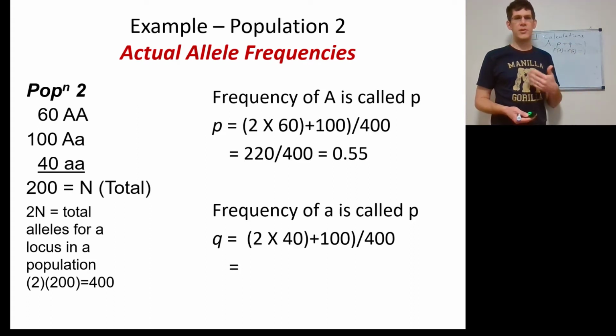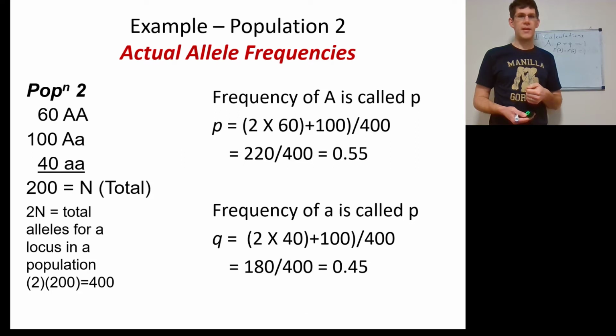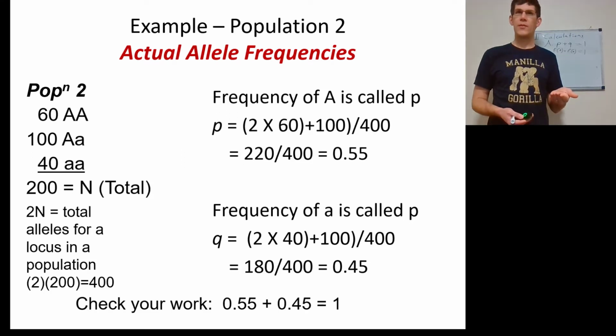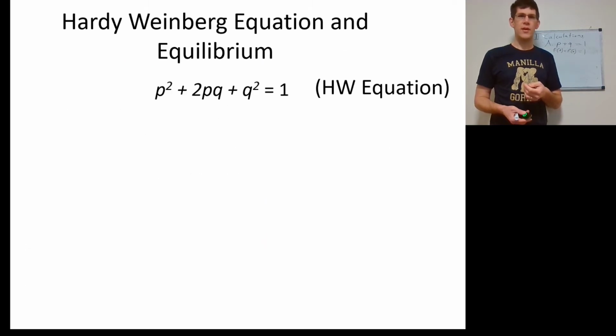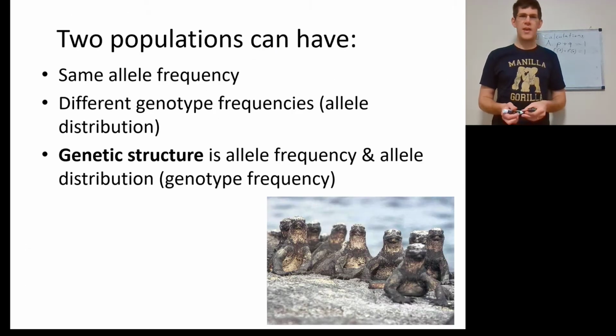Let's zoom through this math, and you see 2 times 40 is your number of homozygous recessive individuals with 2 copies of the recessive allele each, plus 100 of your heterozygotes here, over 400 is, yes, 0.45. And again, you check your work to see that the allele frequencies are the same as the first one and still add up to 1. So it shows that 2 populations can actually have the same allele frequency, but have different genotype frequencies, which is an allele distribution. The genetic structure of a population is defined as the allele frequency and the allele distribution, also known as the genotype frequency.